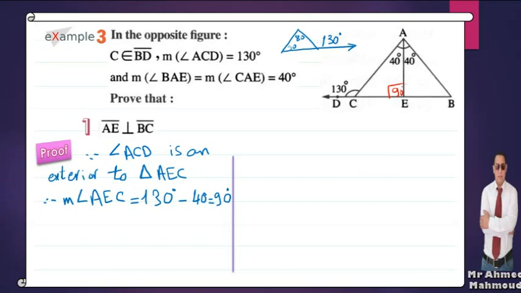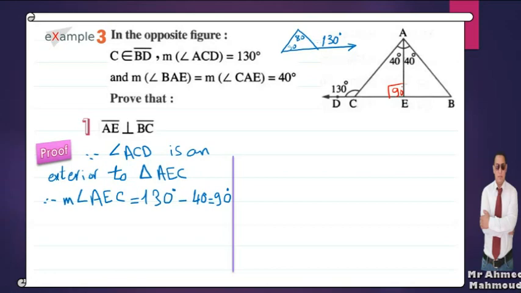How come? By subtracting 180 minus 130, which gives me 50, and then in another step subtracting 180 minus 40 plus 50, it will give me 90. But the exterior angle gives me the answer in one step only. Okay, this is the step: 130 minus 40 equals 90 degrees.